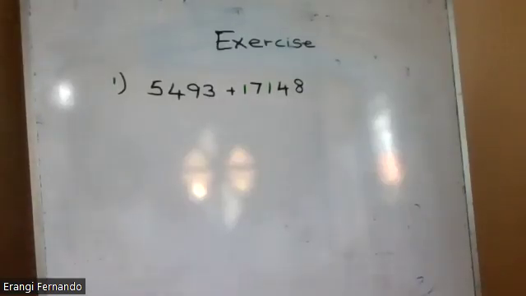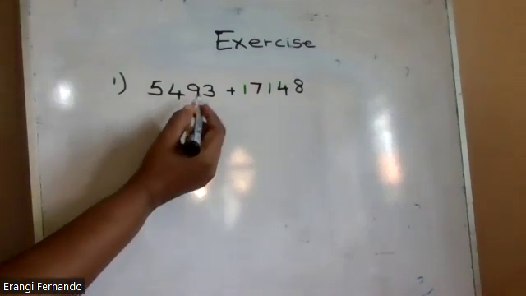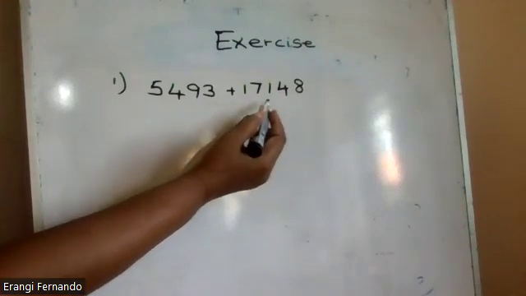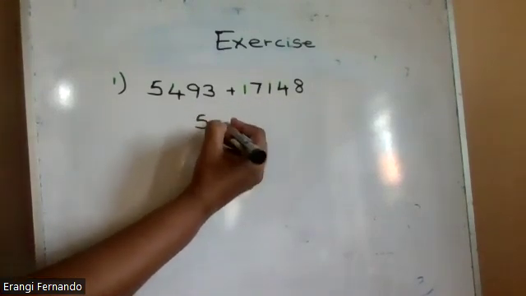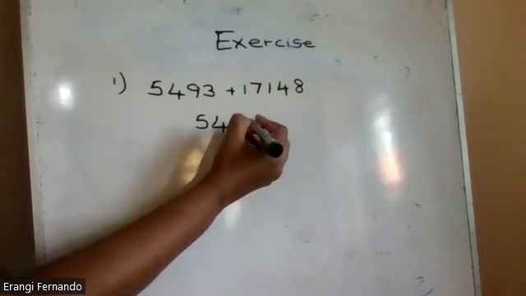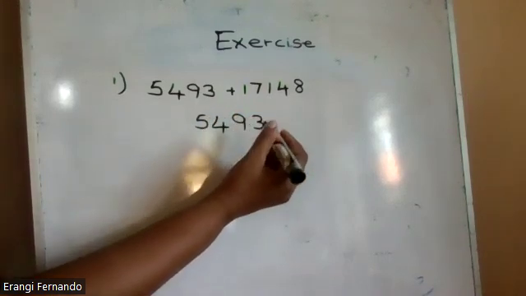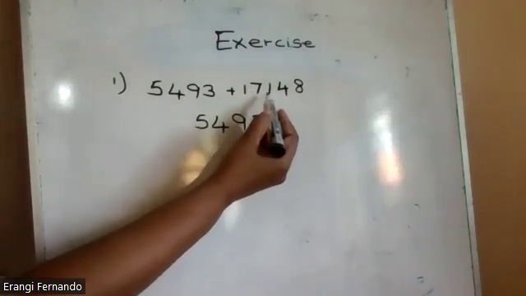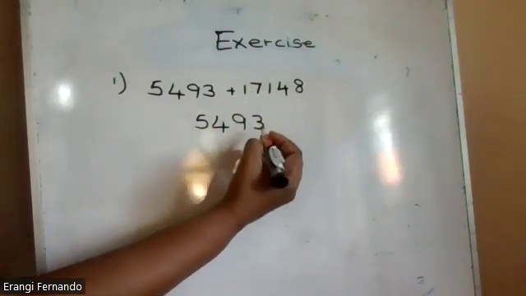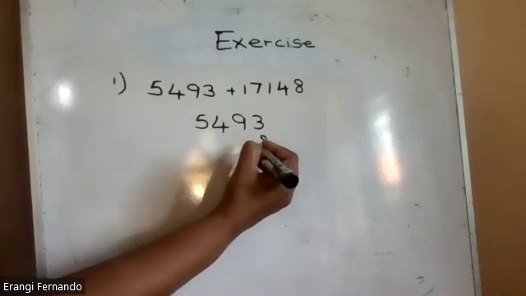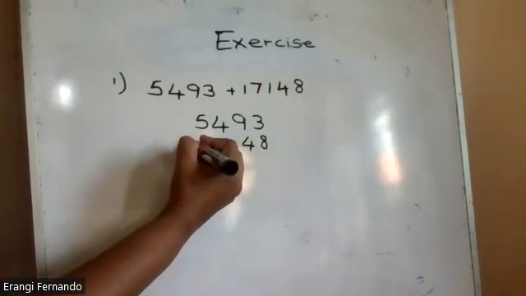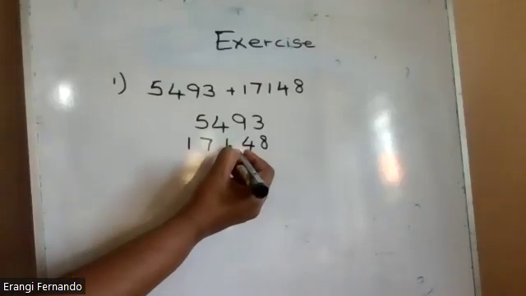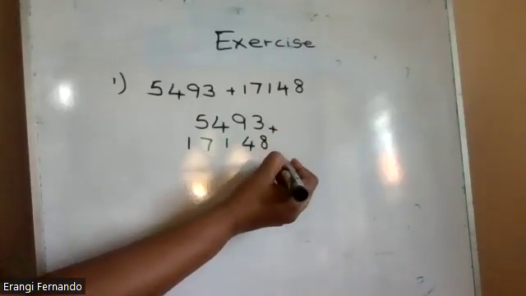Okay, let's discuss the exercise. The first question, addition. 5,493 plus 17,148. So we write 5,493. You have to add 17,148. So we write the units 8, 4, 1, 7, 1.